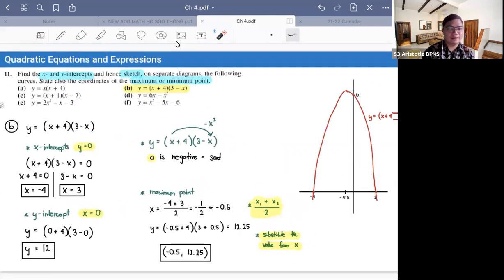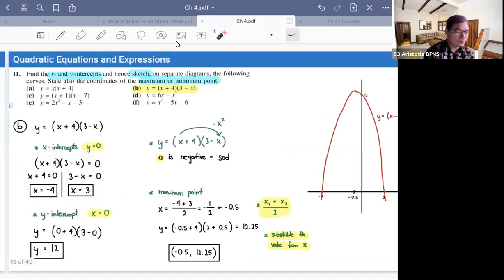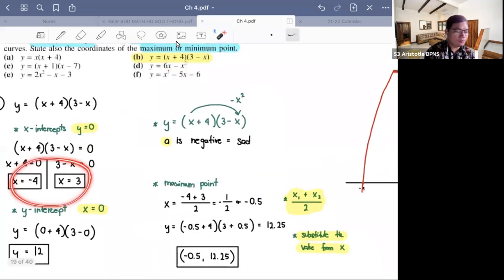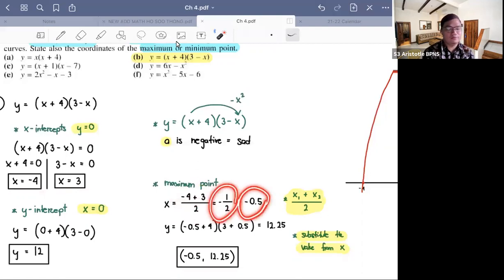The x coordinate of the maximum point is in the middle of the x-intercepts, right? It's in the middle of these two. So just add these two. That's how I got the x coordinate. So negative 4 plus 3 came from here. And then divide them by 2. You'll get negative 1 half or negative 0.5. So that's the x coordinate of your maximum point.